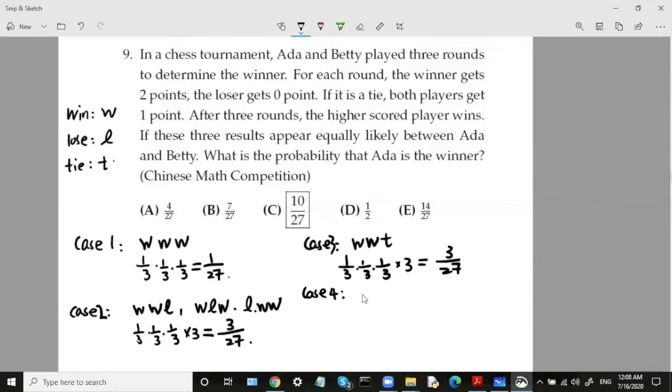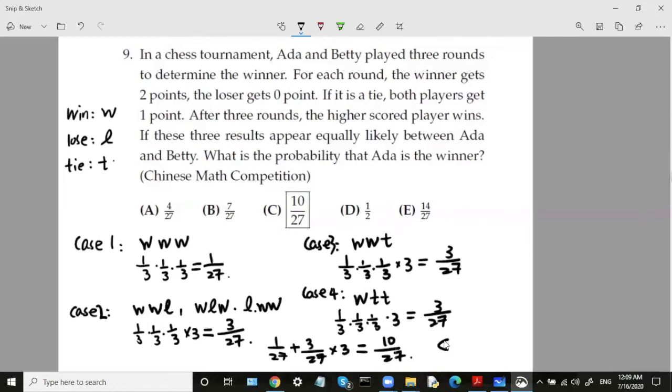Case 4, Ada could win 1 round and tie the other 2 rounds. So it would also be 3 combinations. So 1 over 3 times 1 over 3 times 1 over 3 times 3 is 3 over 27. So you add these 4 probabilities, which is 1 over 27 plus 3 over 27 three times, so it's 10 over 27. So the answer is C.